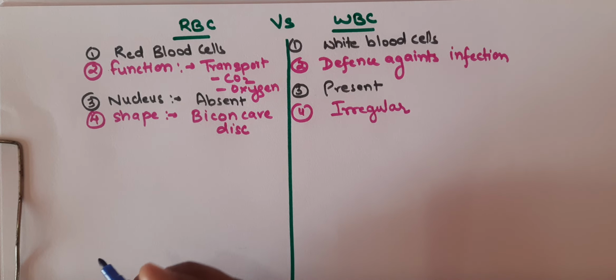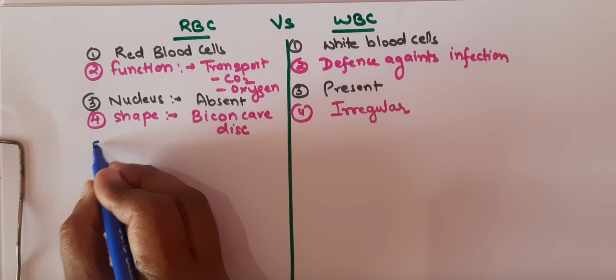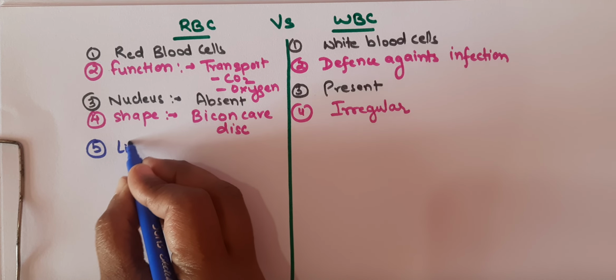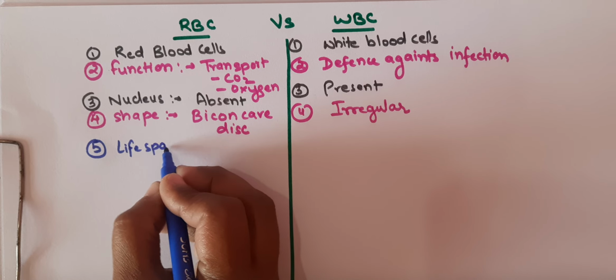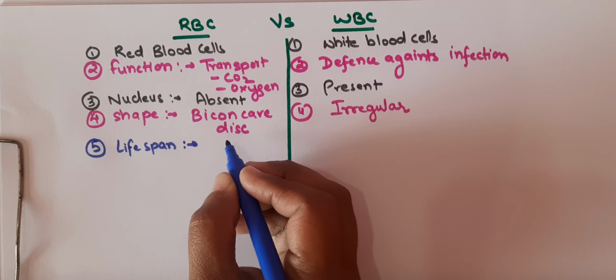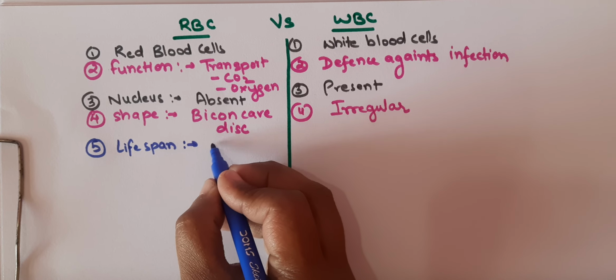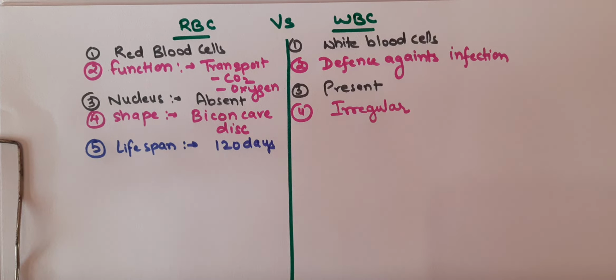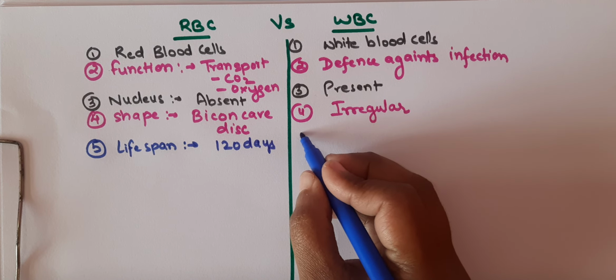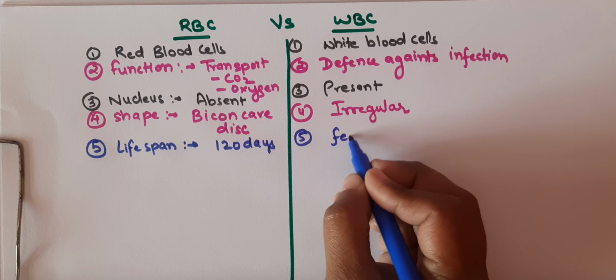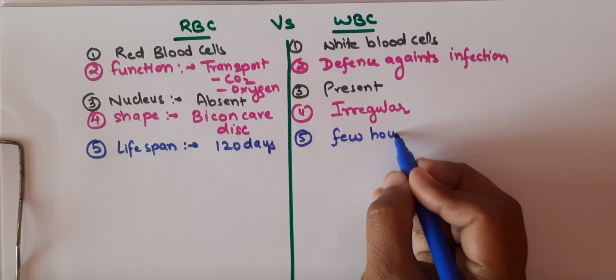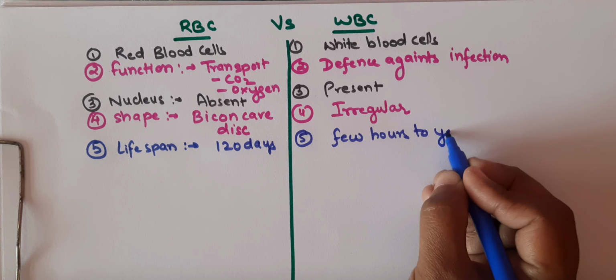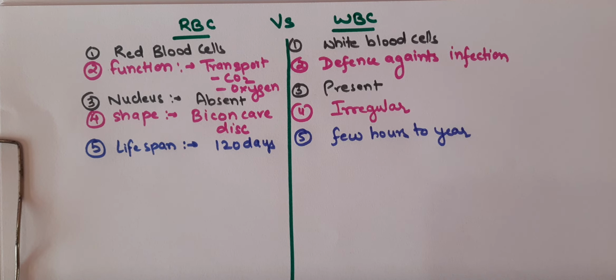The next difference, student, is in terms of the lifespan. Lifespan is how long this cell will survive. The lifespan of the red blood cell is around 120 days. However, the lifespan of white blood cells will vary from a few hours to years. So it depends upon the type of white blood cells.